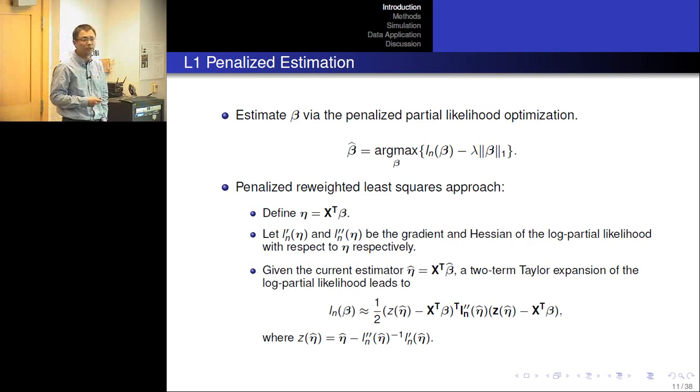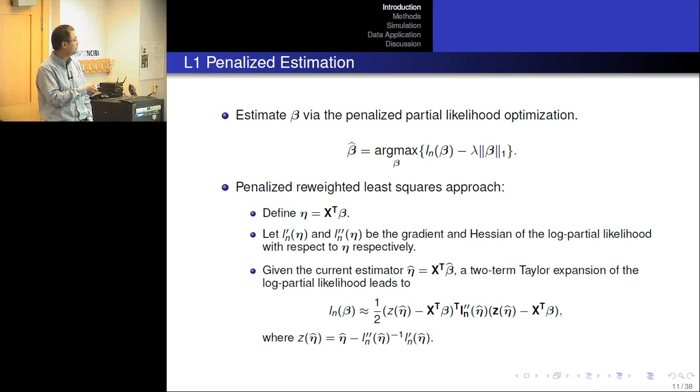And we know that for linear regression, the solution is relatively simple. We even have a closed form solution. But for the generalized linear regression model, GLM, we do not have a closed form solution. But we can transform the problem back to a linear regression. The idea is called the penalized reweighted least squares approach.